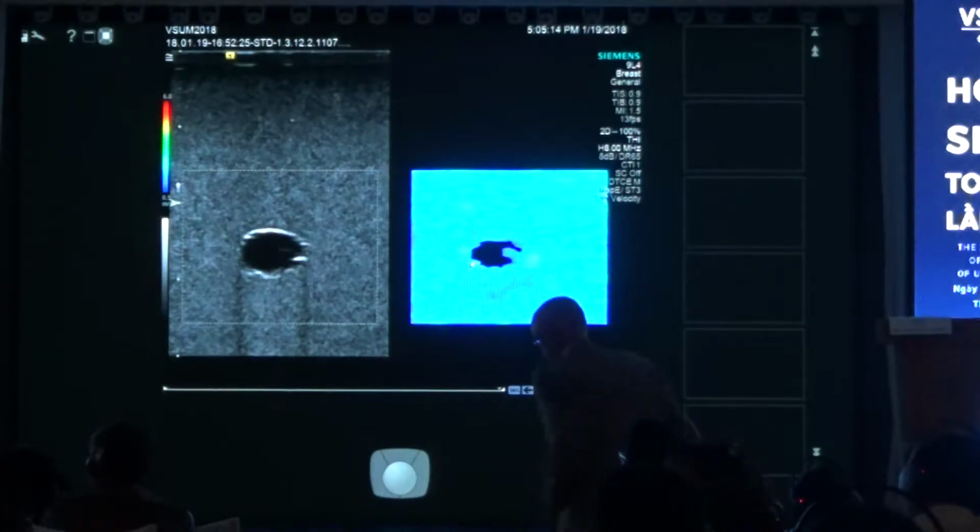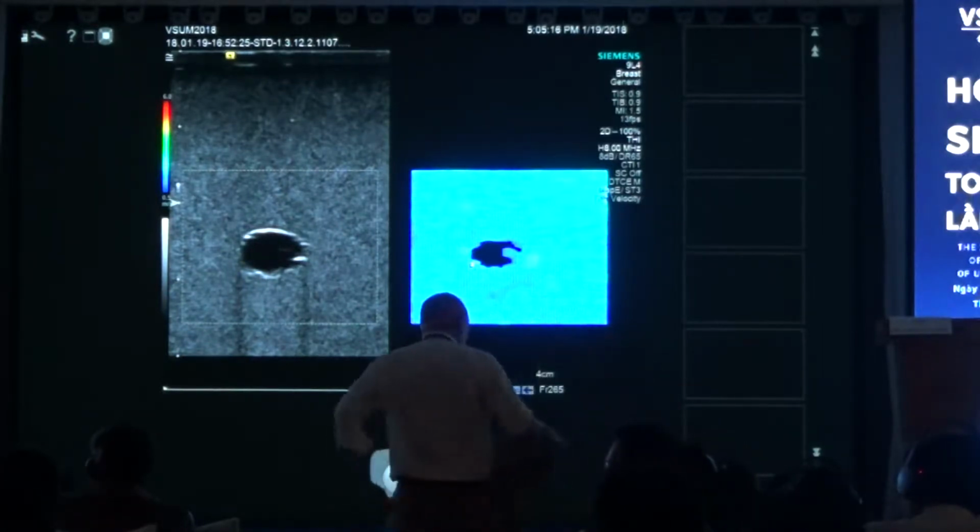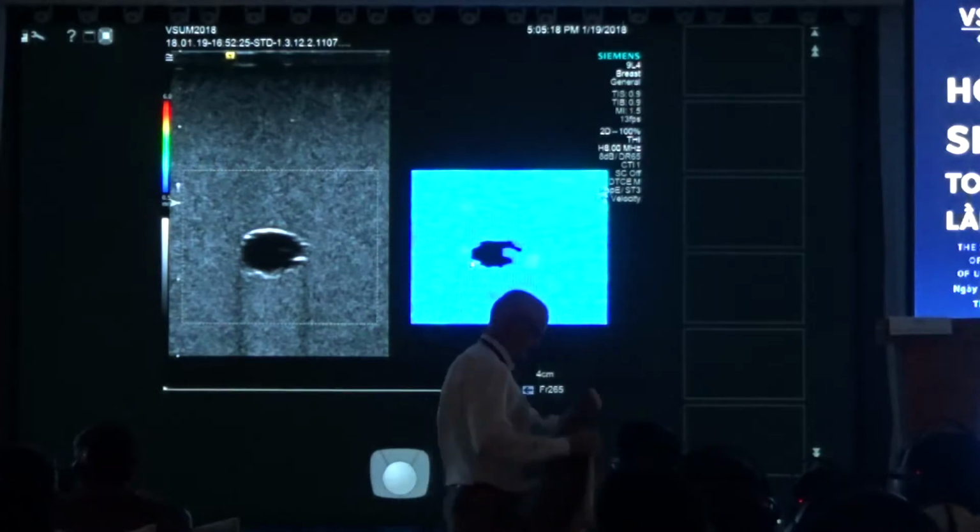Any questions on small parts? If not, we'll have Dr. Dietrich show you his technique for doing a liver.